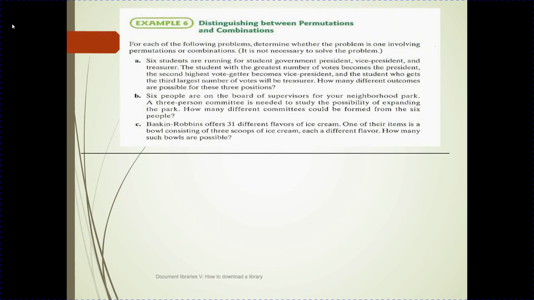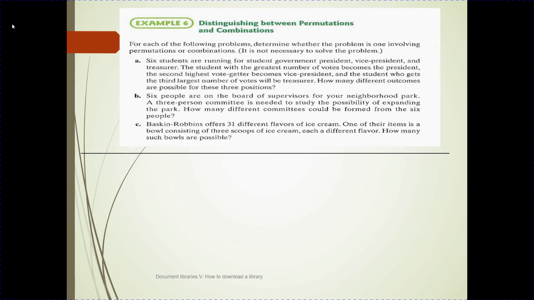Now let's see example 6. In example 6, you are asked to distinguish between permutation and combination. For each of the following problems, determine whether the problem is one involving permutations or combinations. It's not necessary to solve the problem, okay?